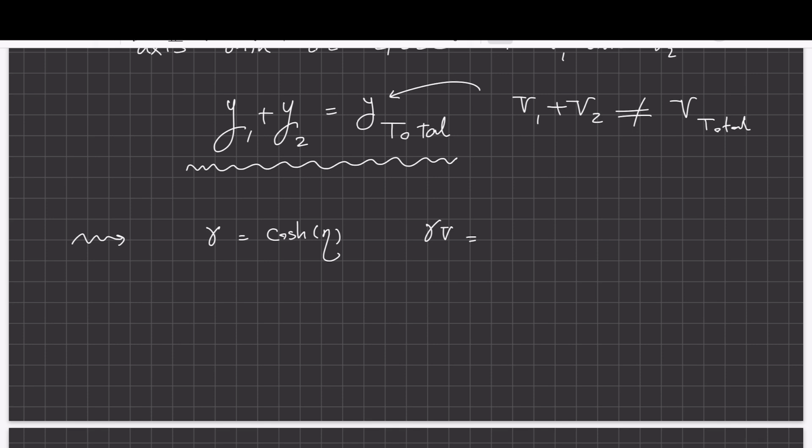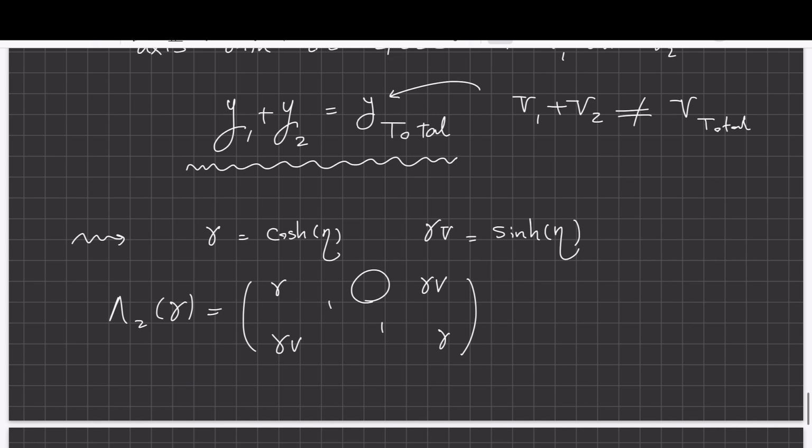So gamma v is equal to sine hyperbolic of rapidity. So lambda z as a function of gamma has components here. The 0, 0 component is gamma, and the 3, 3 component for the two axes that we have, 0 for time and 3 for the z-axis, and then you have this gamma v here.